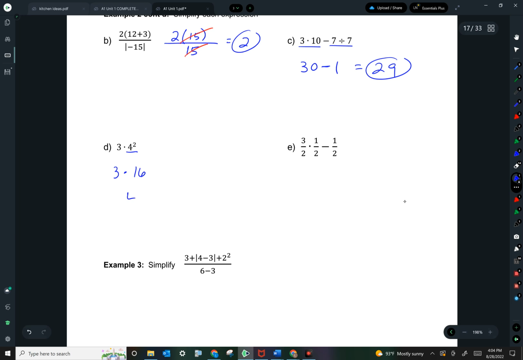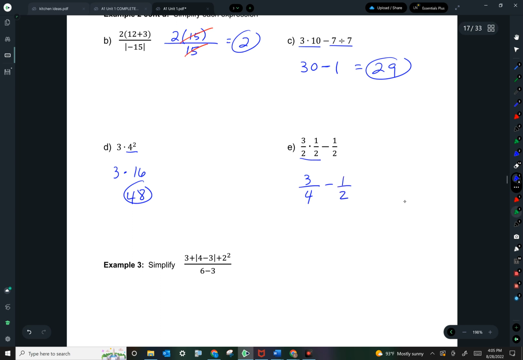3 times 16 and get 48. And last one. No parentheses. No exponents. So first I do the multiplication. So I'll just multiply straight across. I'm going to get 3 times 1, 2 times 2, and then I can subtract that 1/2.